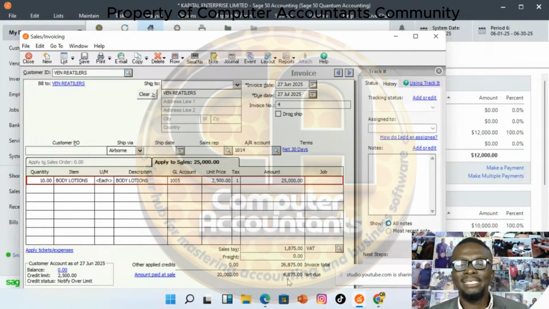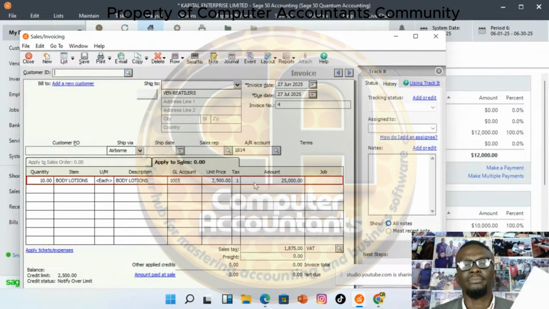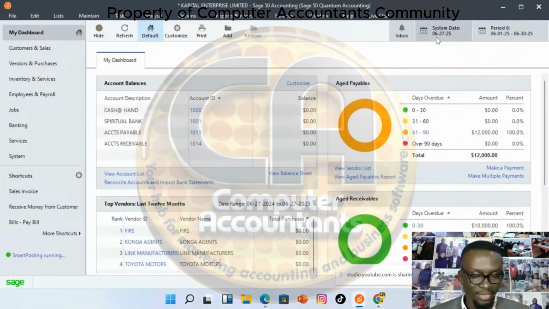Now he's making a part payment of 20,000. Now he has a balance of 6,875. So at least we have both vendors and customers, we have used the 3 layers of transaction for them. So I can save this. Let's go. Yes. Good. Now, we are done with selling to customers, and we are also done with buying from vendors.